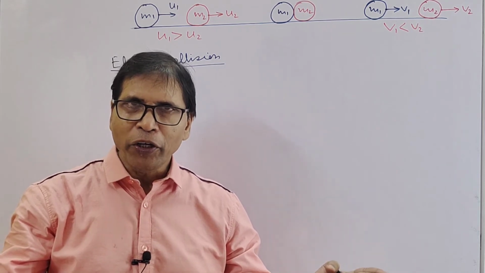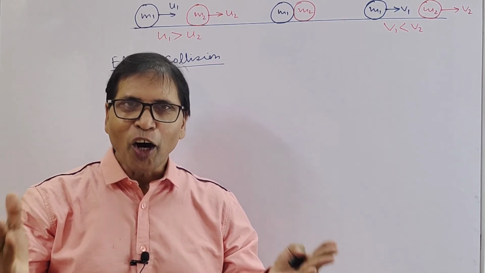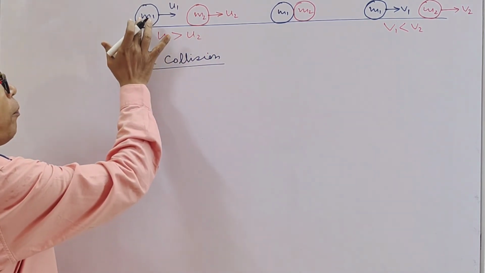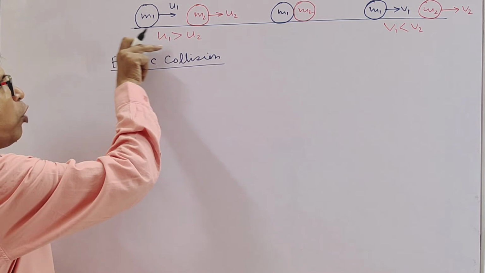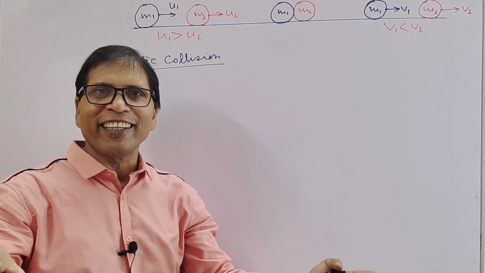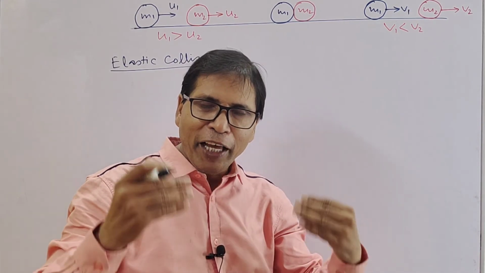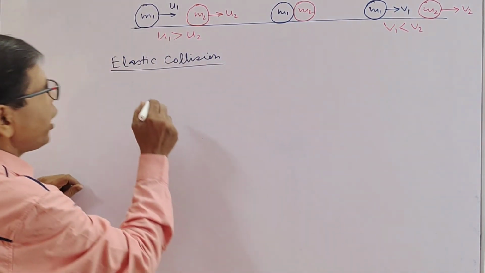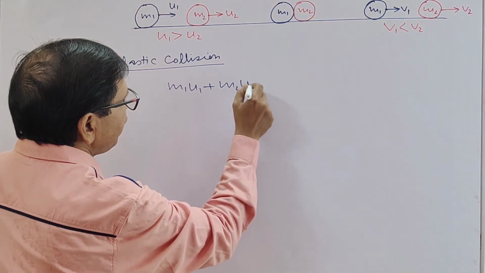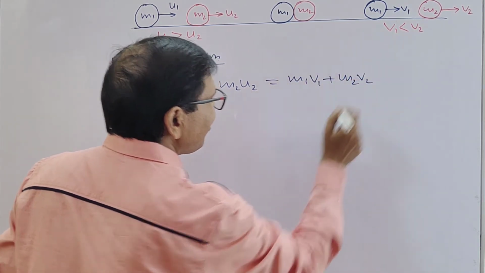Now, elastic collision: the collision in which the linear momentum and linear kinetic energy of the colliding particles remain conserved. Suppose two bodies of masses m1 and m2 move with velocities u1 and u2 in the same direction. They collide. After the collision, their velocities become v1 and v2. From the definition, we can write the conservation of linear momentum: the initial momentum before collision equals the final momentum after collision.